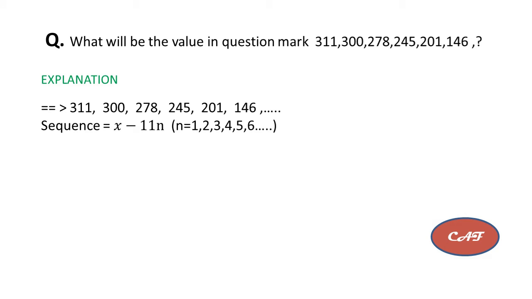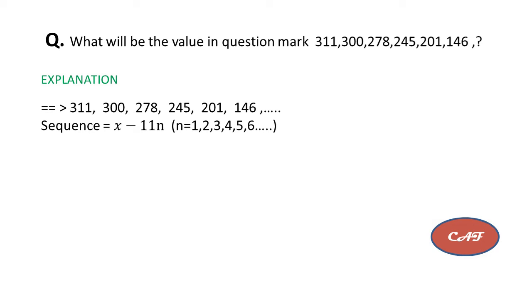In the previous question, they were adding multiples of 4. If you see here, 311 minus 300, 11 will come. 300 minus 278, 22 will come. If you go on like that, it is like the 11th table. So I am writing the formula as x minus 11 into n, where x is the previous number. For example, if you want the first number, the previous number minus 11 into 1.